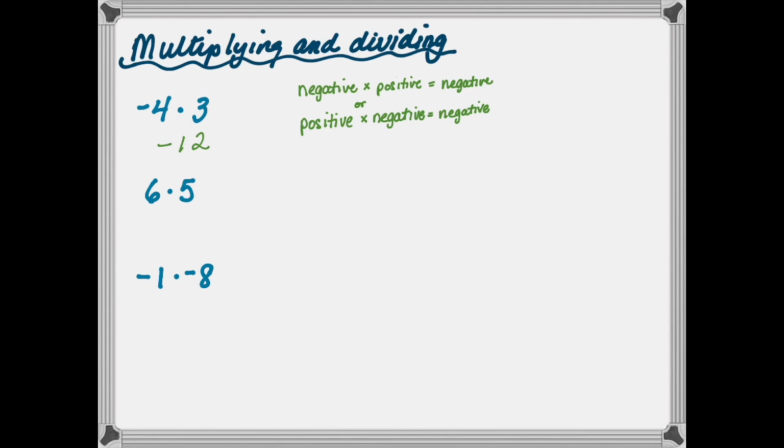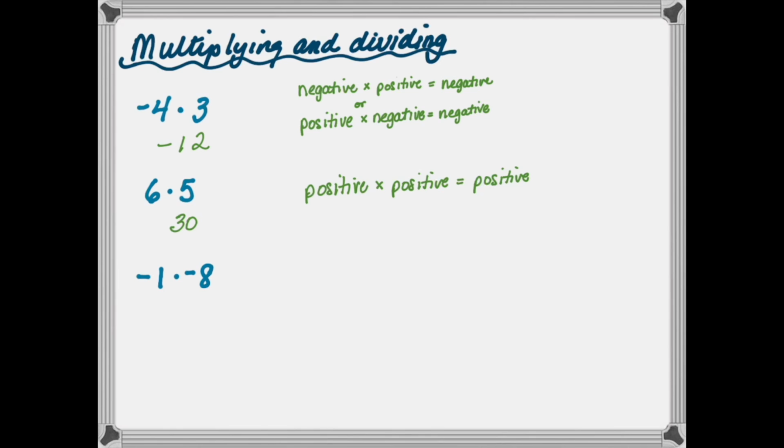All right, and then I'll look at the next example. Both of these are positive. It's positive 6 times positive 5. So when I have this same sign, positive times a positive, my answer is going to be a positive. So in this case, 6 times 5 is 30, and that's going to stay a positive.